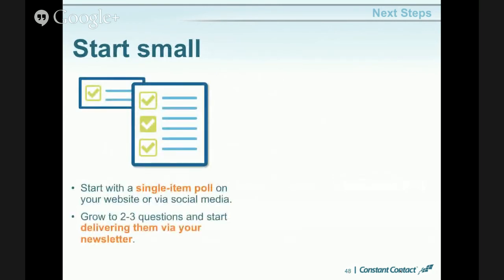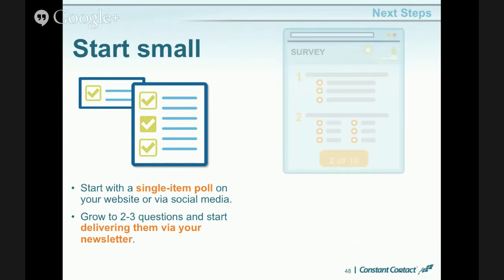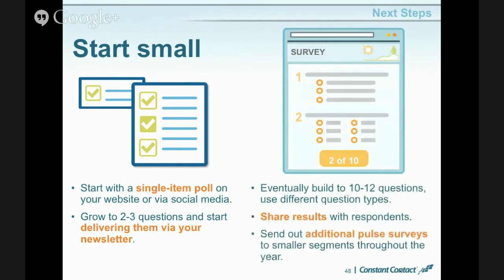In order to get started, start small. Just do a single item poll on your website via social media, and then grow it to 2 or 3 questions and start delivering them via your newsletter. So just take itty-bitty little surveys and embed them right on there. The Constant Contact tool set has easy ways to embed those surveys into your site. You can build up to 10 to 12 questions using different question types. Again, as few open-ended questions as possible, and make sure that you're keeping it short and simple.